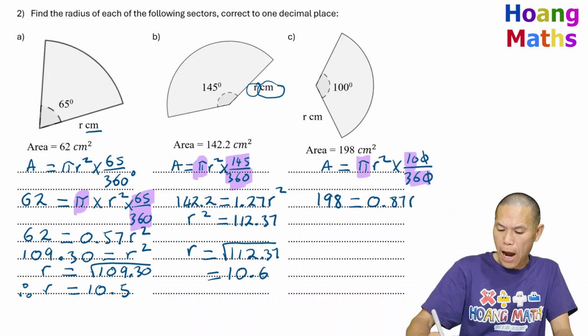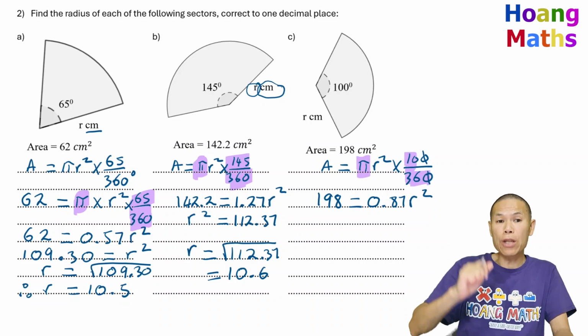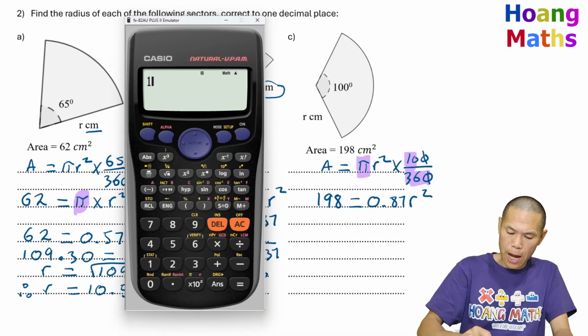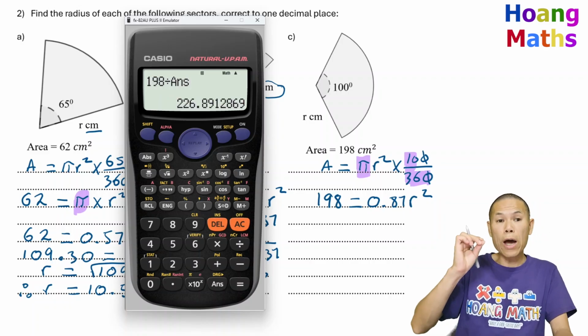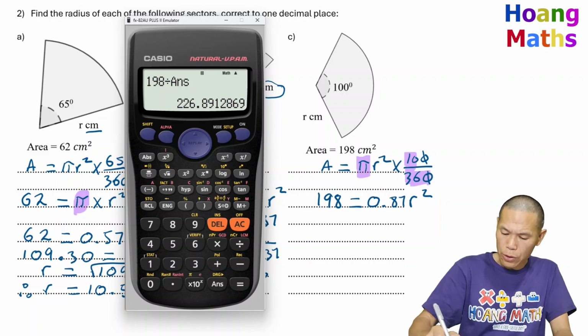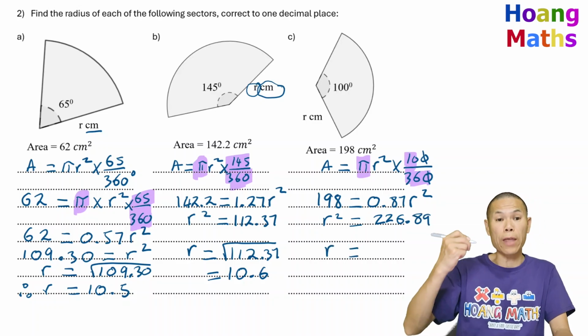0.87 r squared. And I just divided by 0.87 on both sides. So I just go 198 divided by the answer, okay? So 226.89 for now. So r squared is equal to 226.89. And r equals square root of that, okay?